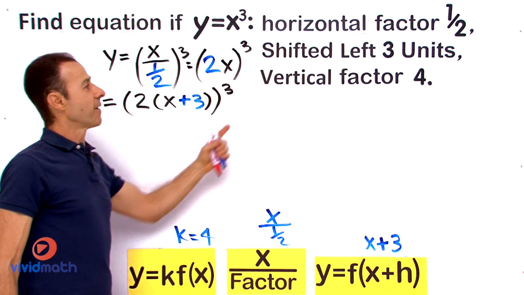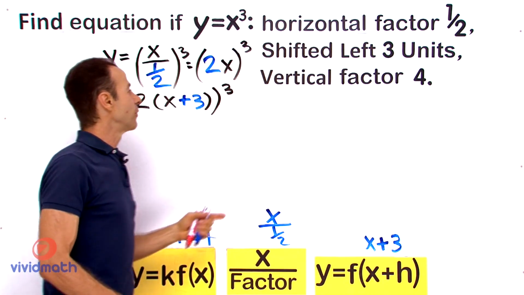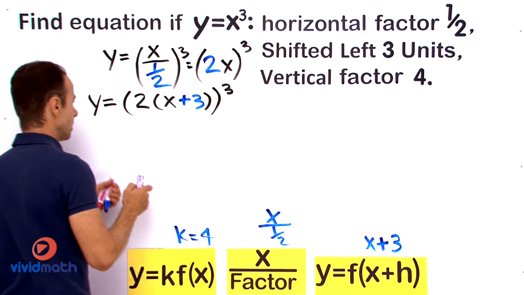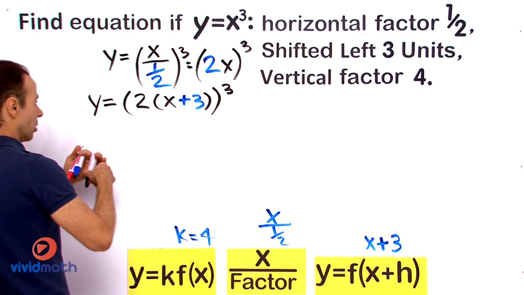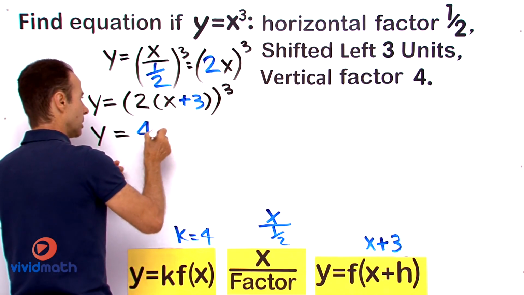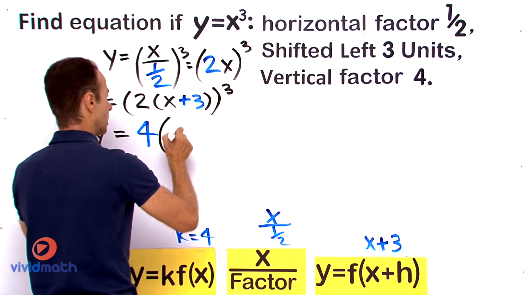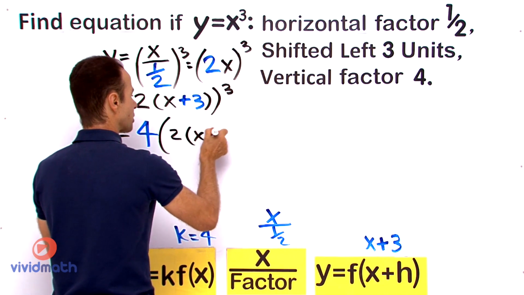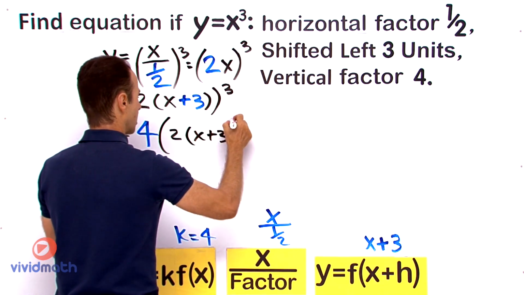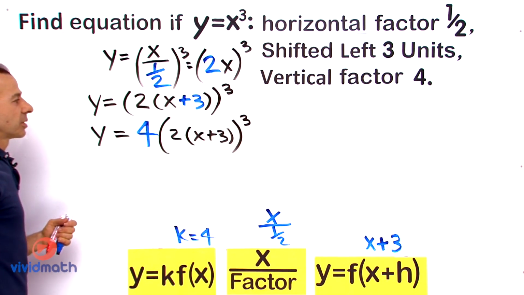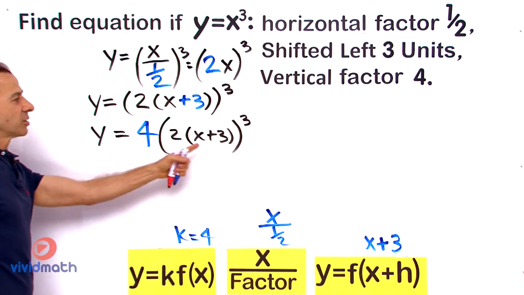Next, we're going to apply a vertical dilation factor of 4. That means we're just going to put a 4 in front of the whole function. So that means we're going to go y is equal to 4, and then bracket 2, bracket x plus 3, close bracket, all cubed. Okay, so the 4's outside the cubed.